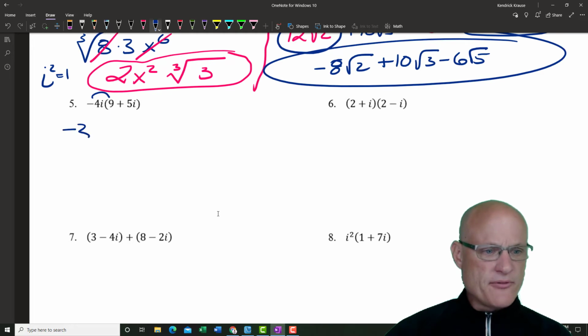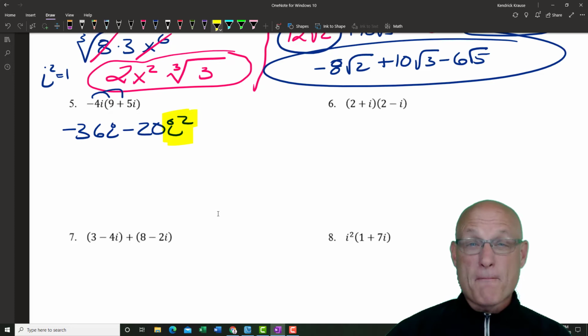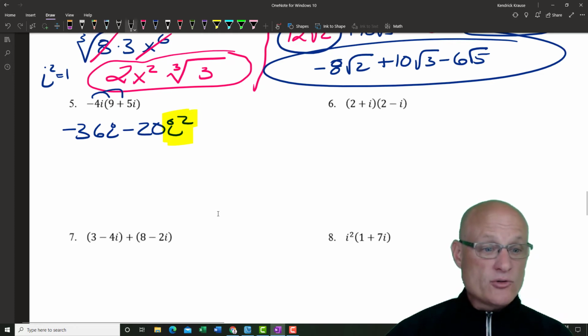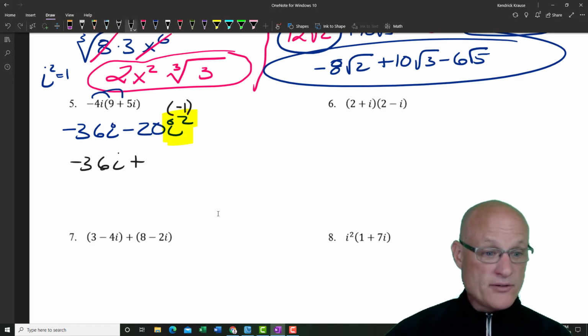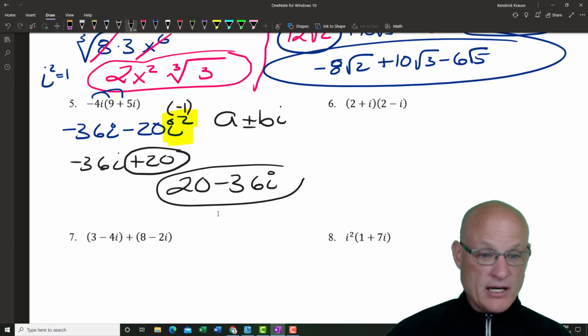So distribute, you get negative 36i. Distribute again, you get minus 20i squared. Now you got to remember that this is really just negative 1, so you're multiplying by negative 1. So 20 times negative 1 is really positive 20. So this is negative 36i plus 20. Now I did that, but I realized that this should come first if you want to put it in a plus bi form. So we'll do 20 minus 36i. You should get in a good habit of putting it in a plus bi form.